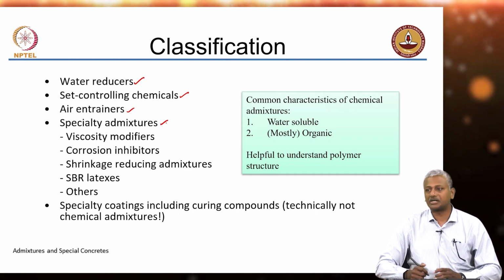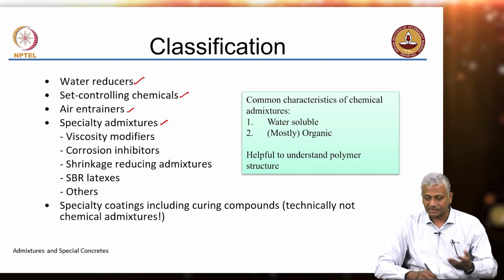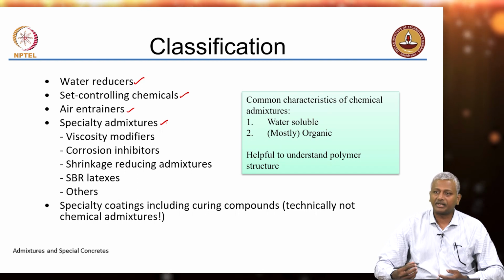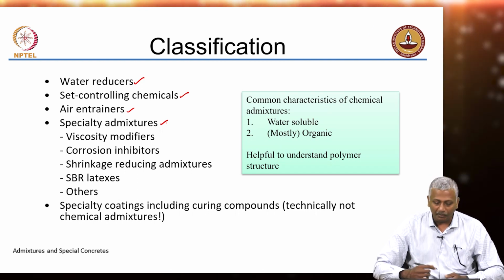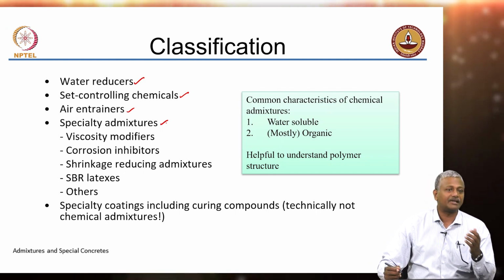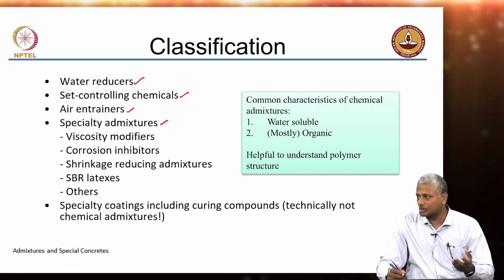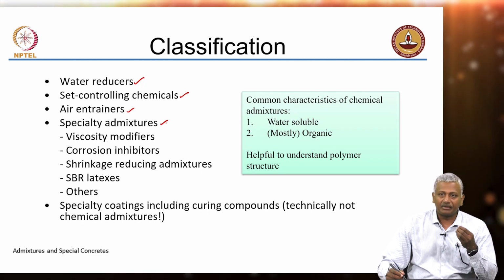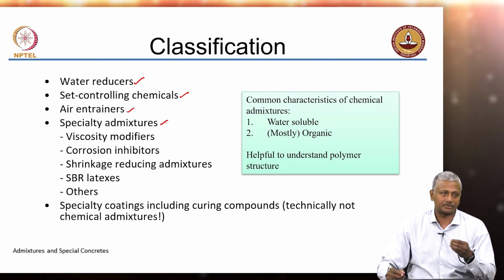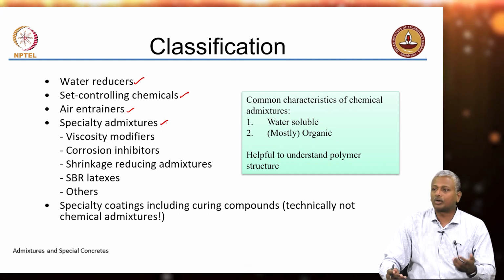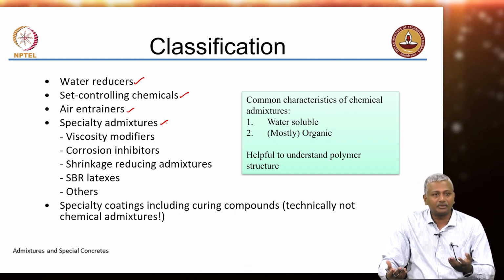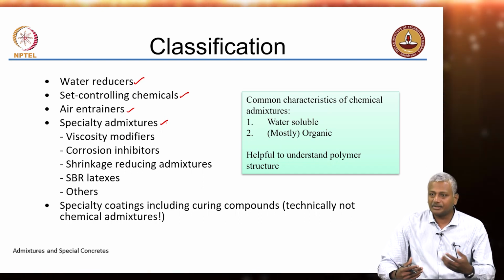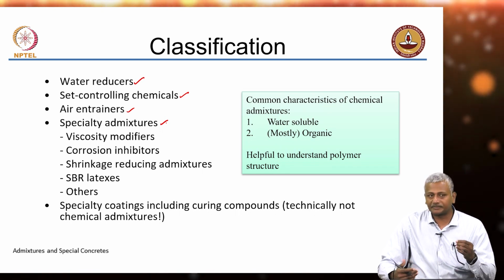And there are other specialty chemicals which we can use for other purposes, which we will talk about later in the course of this chapter. Now, specialty coatings also include curing compounds. Now, curing compounds are technically not chemical admixtures, but we will still have a discussion of those because they are getting increasingly important in this day when we have little access to good quality water for construction, right. We of course need water for making concrete, there is no doubt about it, but the water for curing can be avoided to some extent if we apply these curing compounds in a proper manner, right.